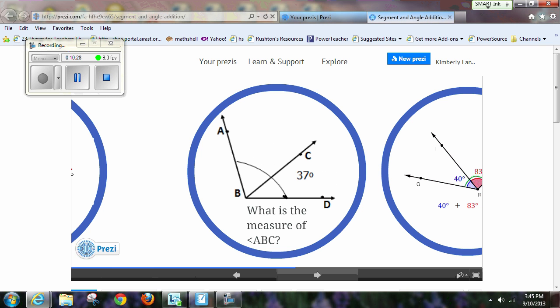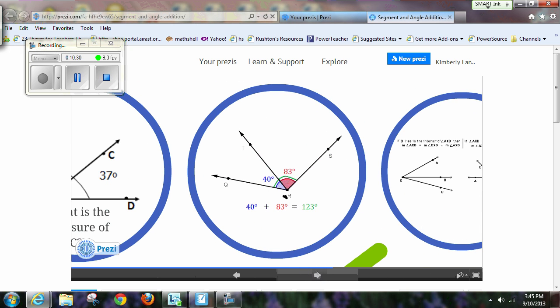Continuing on to the next slide. Again, it shows you the sector blueberry pie is 40 degrees. The slice of cherry pie is 83 degrees. We put it together and we get a great big piece of pie to be 123 degrees.